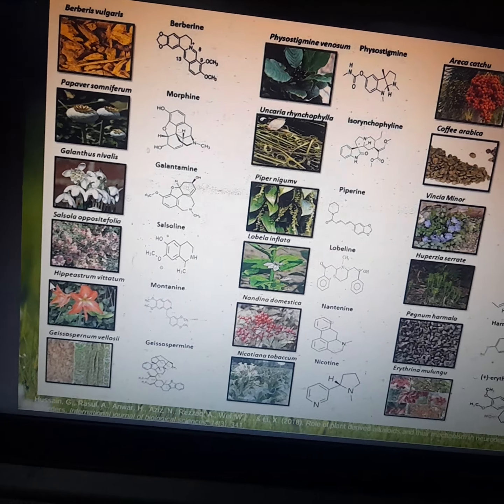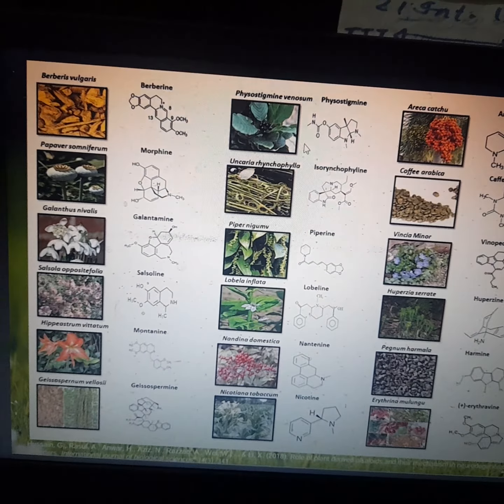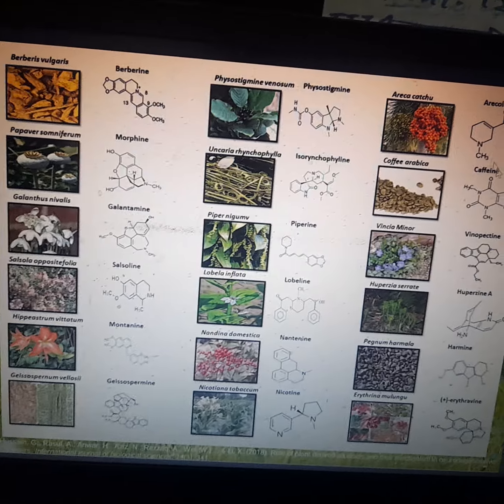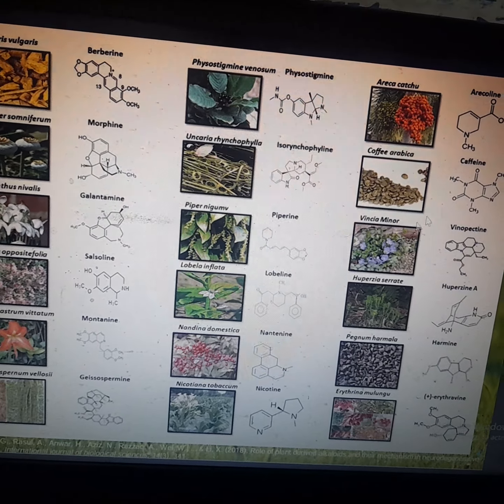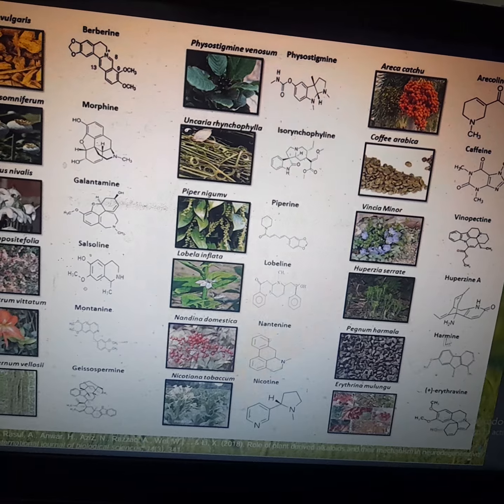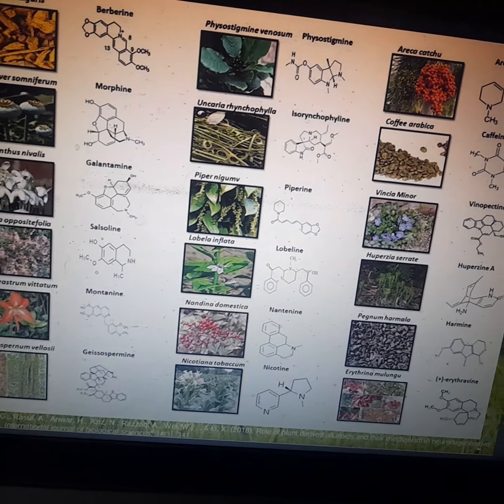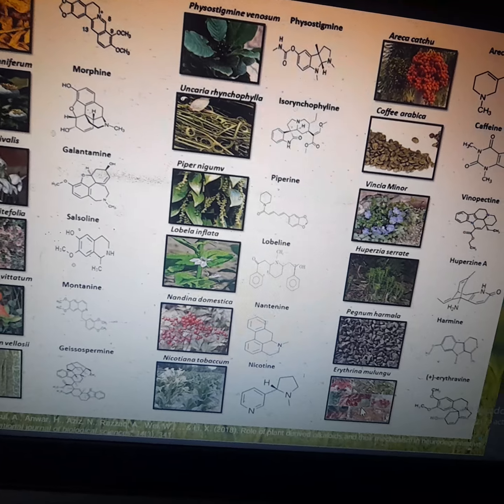All of them are coming from plants somewhere. Different structures. You can see the caffeine here, which is coming from Coffea arabica. Again, you can see harmine here, which is coming from Peganum harmala.